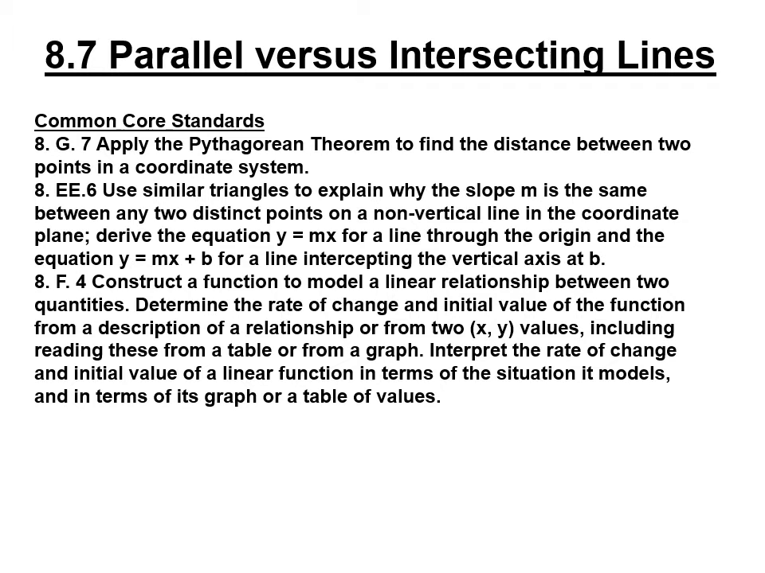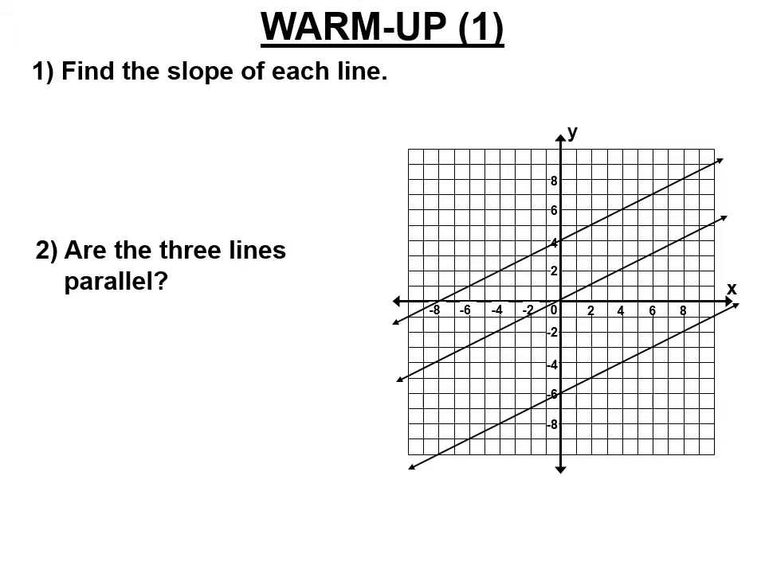Welcome to 8.7. Now we're going to be plotting two or more lines on the same coordinate plane, and we're going to see if those lines are parallel or just intersecting. All right, so when you see three lines there, let's find the slope of all of them. So we're going to look for good intersections.